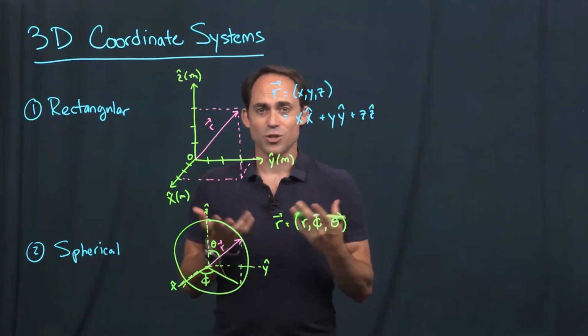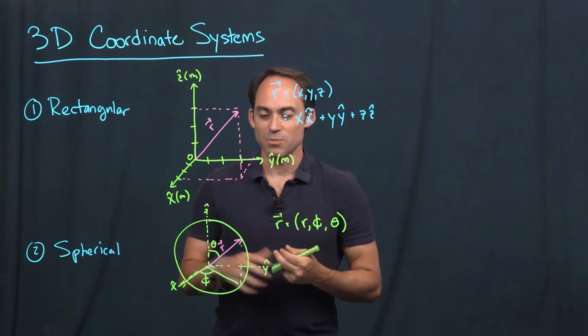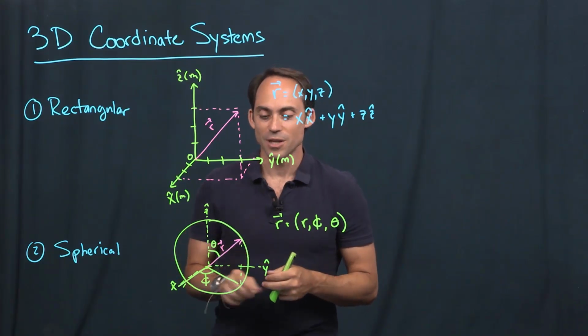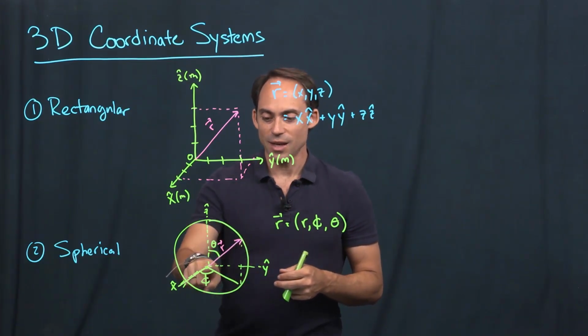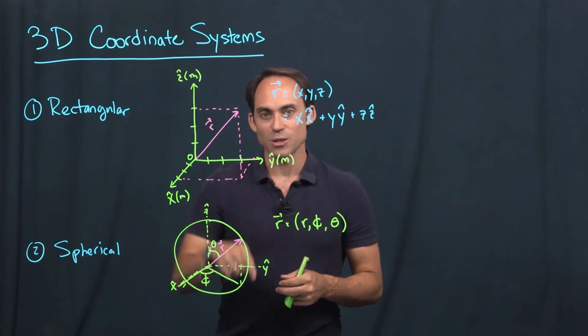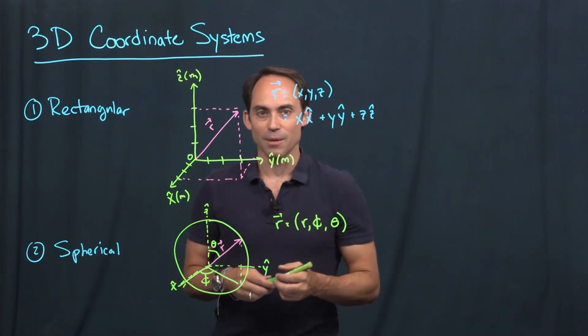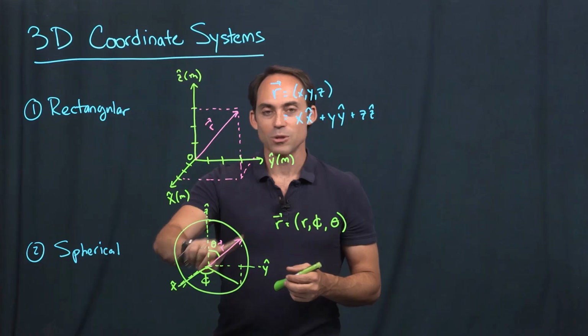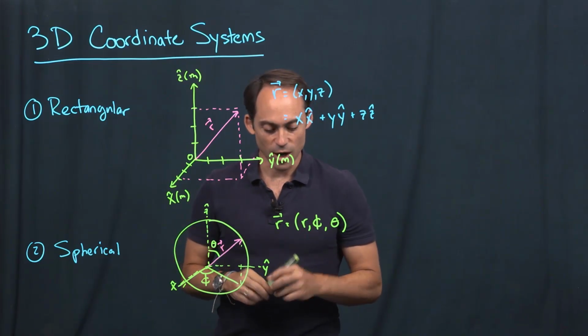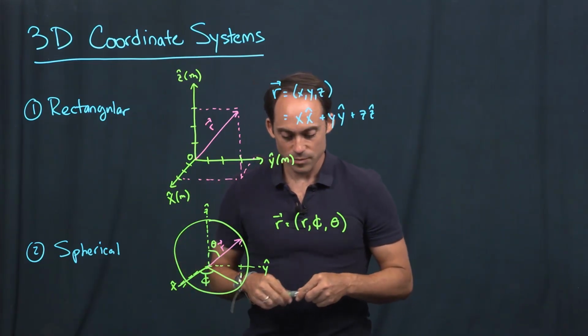So again, just like our rectangular coordinate system, we have to specify three different numbers: the radius, the angle along the xy plane as we project down onto that plane, and the angle with respect to the z-axis. Right? All three of those are needed.